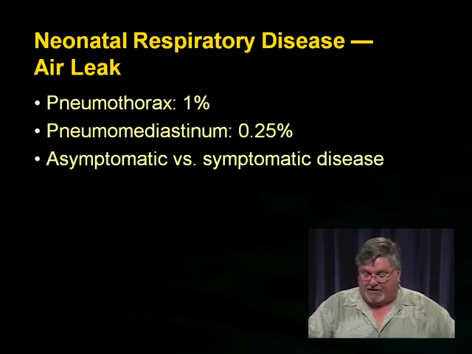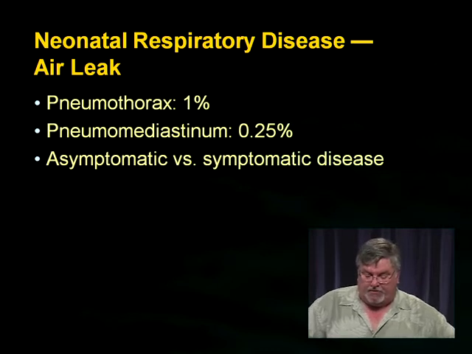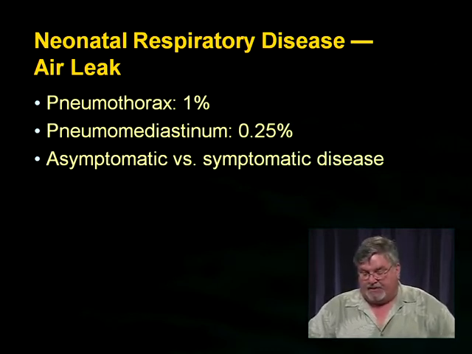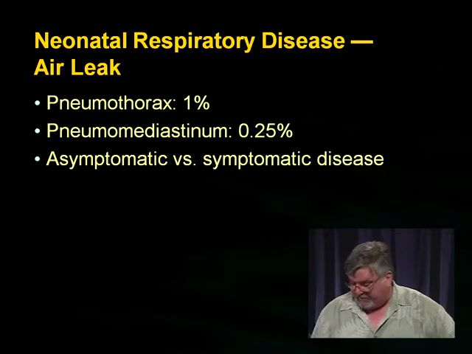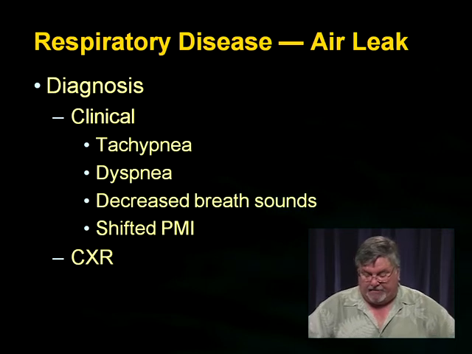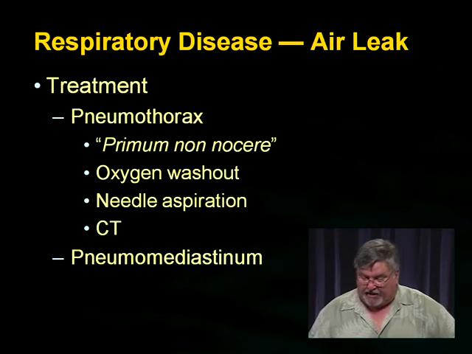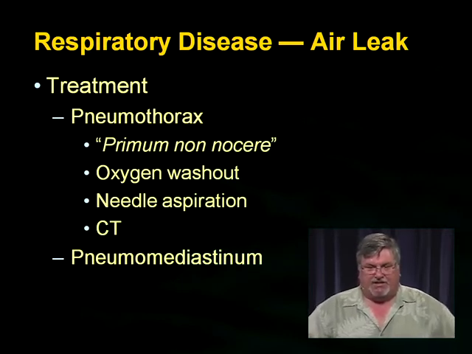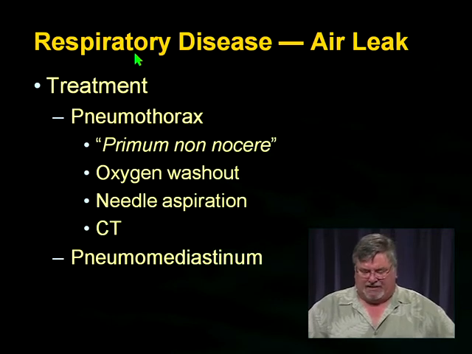Air leak, about 1% of kids are born with a pneumothorax or develop a pneumothorax. About 1/4% have pneumomediastinums. You have asymptomatic versus symptomatic disease. The diagnosis is generally based on a chest x-ray along with those clinical signs. And how do we treat it? The first thing is to cause no harm here. So we don't necessarily have to surgically decompress or interventionally decompress every pneumothorax that's out there.